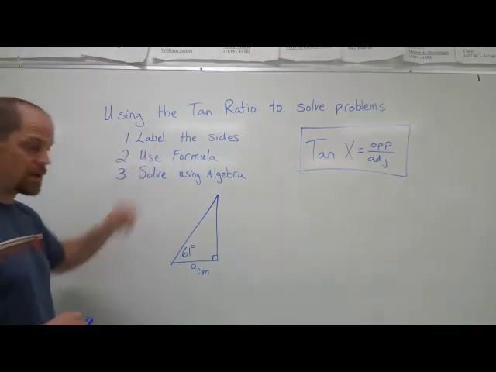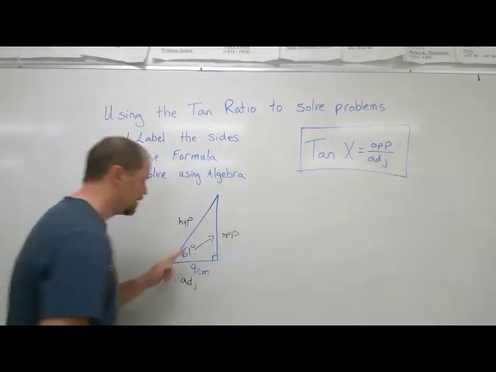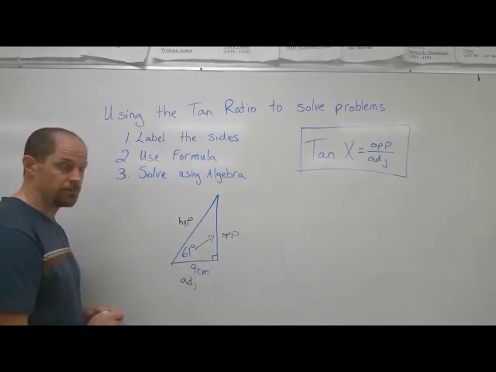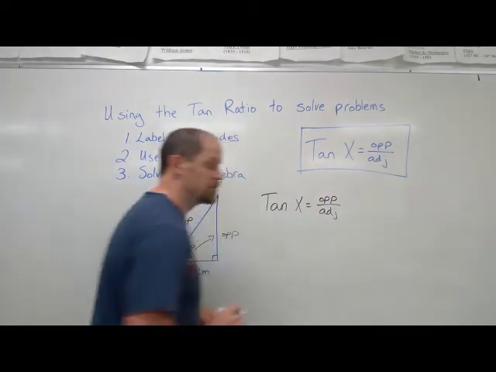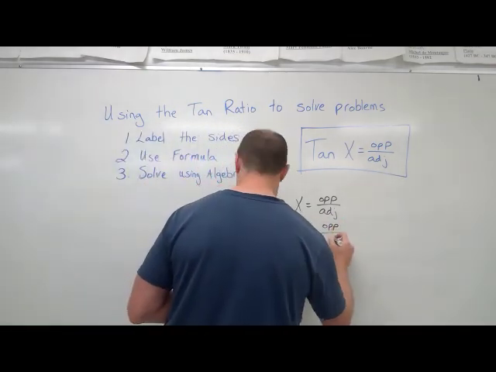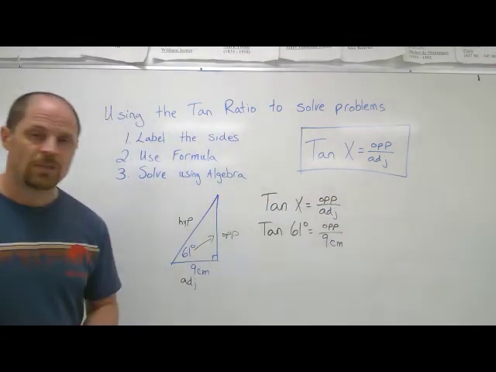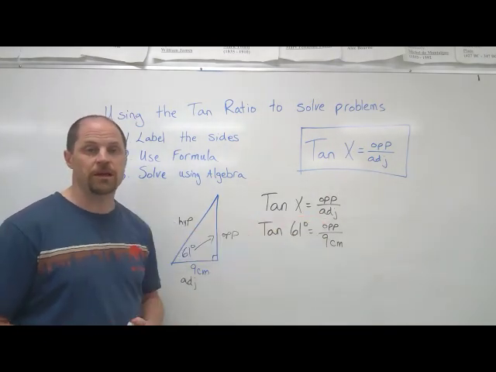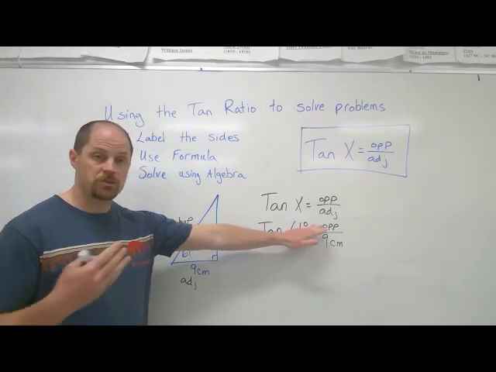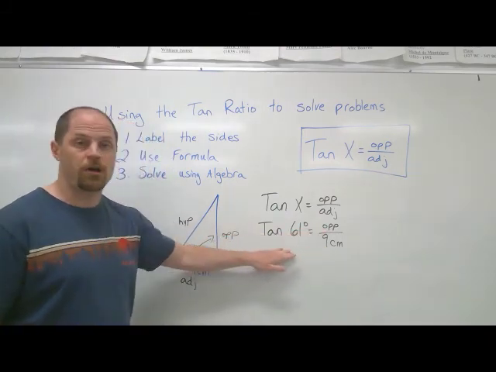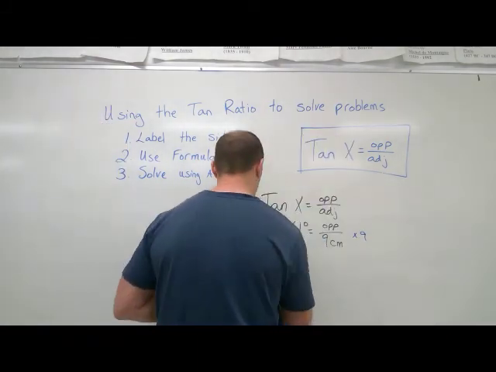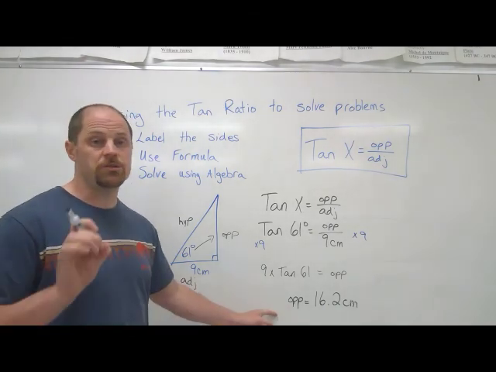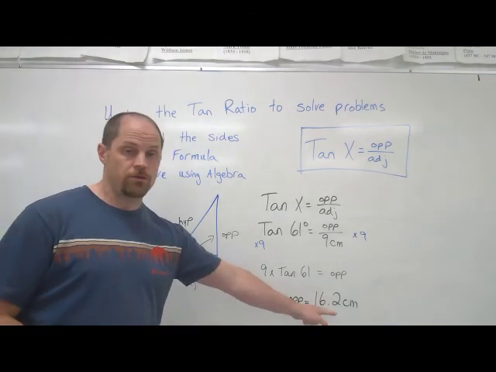Again, we always want to start with labeling the sides. Opposite is across, adjacent is between our 2 angles. Start with the formula. And once you substitute the numbers, you should have tan 61 is opposite divided by 9 centimeters. Now, the unknown's on top, which is what we want. We're going to move this across by doing the opposite. And you should get this answer, 16.2 centimeters. Always have one decimal, and don't forget the units.